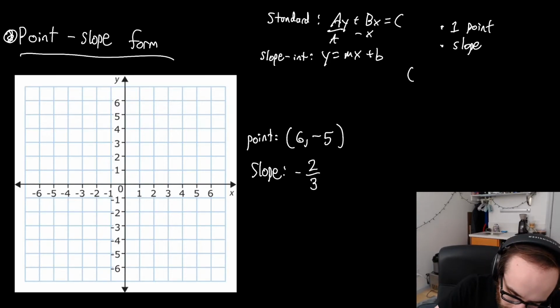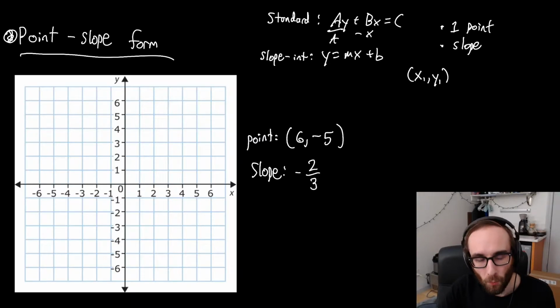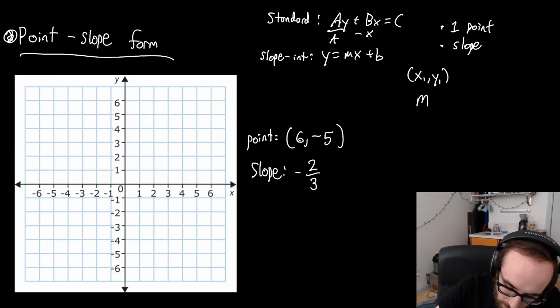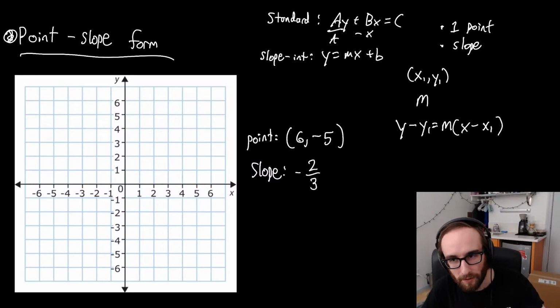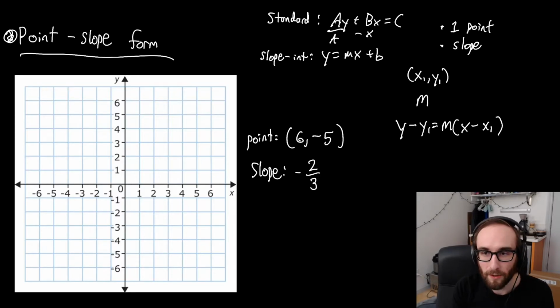So for example, let's say our point is (x1, y1), so some x value, some y value, and our slope is m. Then the equation for point-slope form is going to be y minus y1 equals m times (x minus x1). So here, all we need to do is plug in m, the x value, and the y value, and then we have our equation.